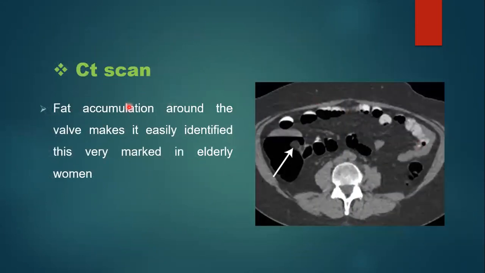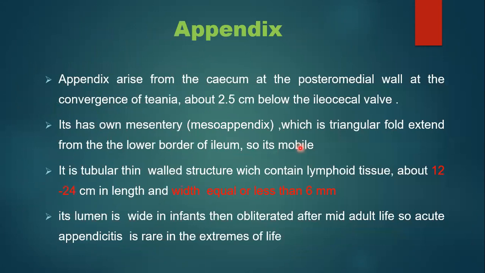CT scan. Fat accumulation around the valve makes it easily identified. This is very marked in elderly women. This is an axial CT of the abdomen showing a normal ileocecal valve. Now we will talk about the appendix.